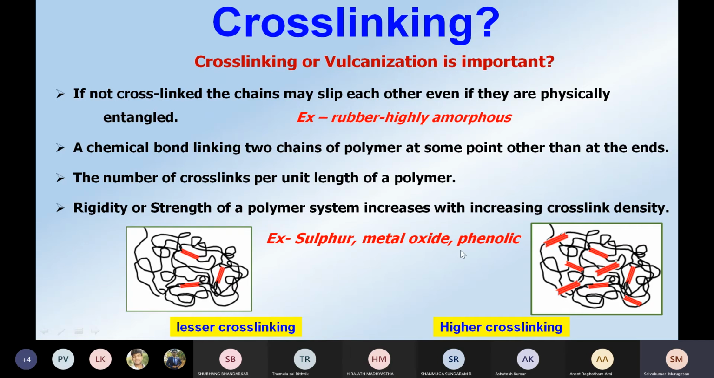And if we look at the types of cross-linking, examples of cross-linking materials for rubber formulations are sulfur, metal oxide, and phenolic-based molecules, which you can use as a vulcanization agent or cross-linking agent. You can see here a mixture of entangled polymer chains, and then they are bridging some of the chains. If you do slightly less cross-linking to the material, that is called less cross-linking. And if you do a greater amount of cross-linking, that is called higher cross-linking. That leads to higher mechanical properties.